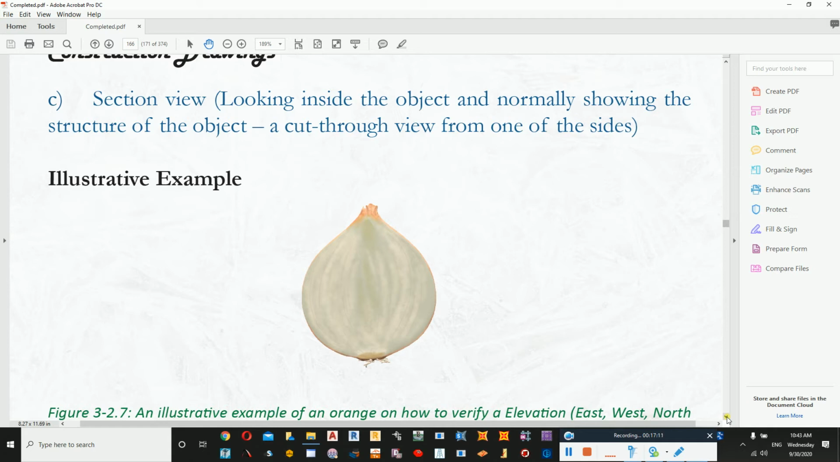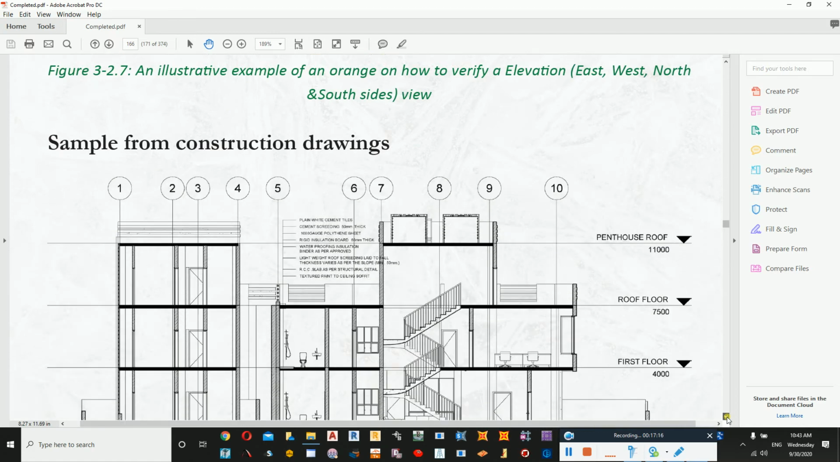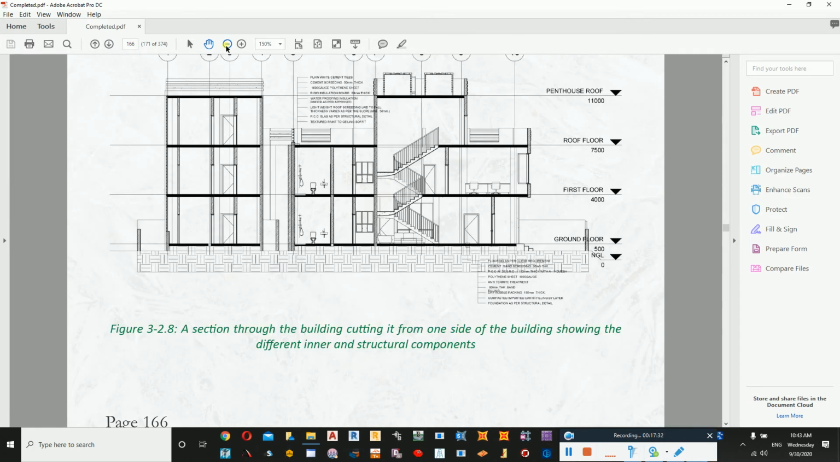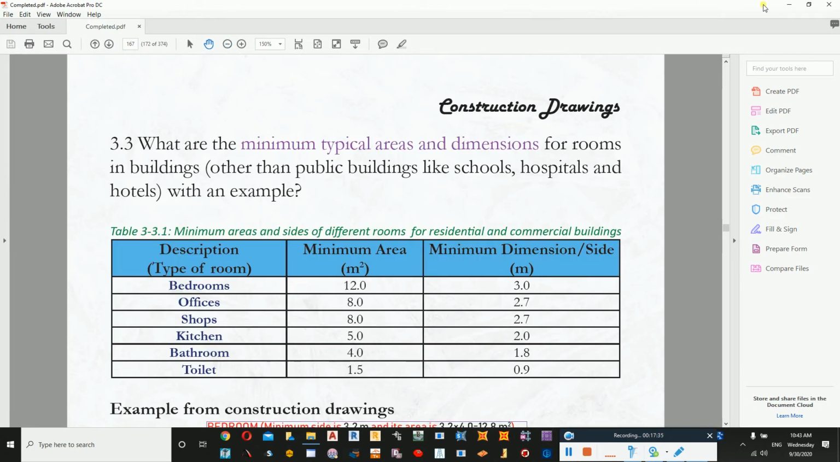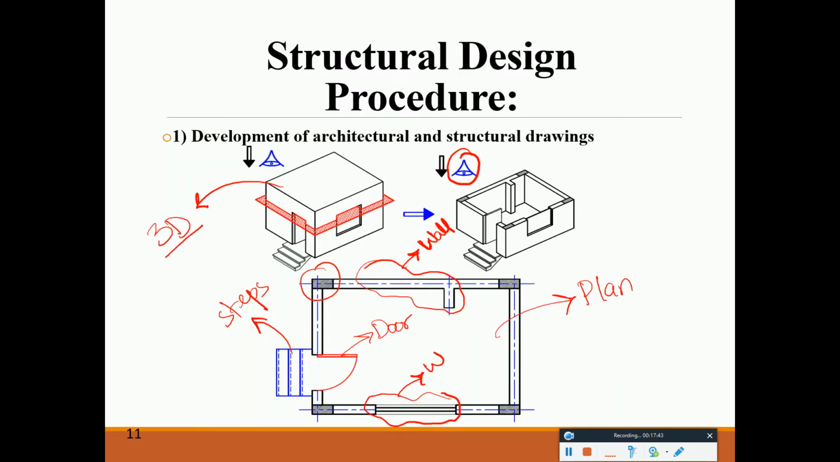Now, if you are cutting your onion to see the details from inside, we call this a section view. You can see we cut our building to the position where we are seeing what's inside the building. So if you are cutting to see more details, we call this a section drawing. Now this explains the basics of drawings. You shouldn't have any issue understanding the different drawings.